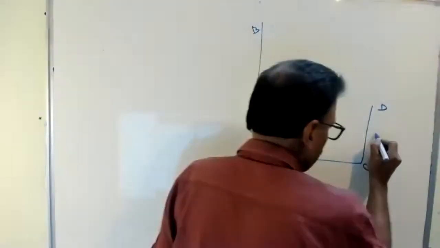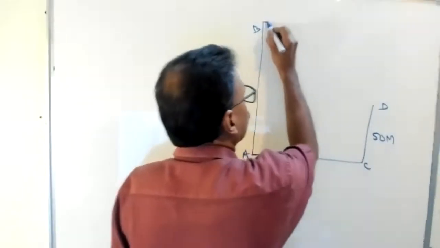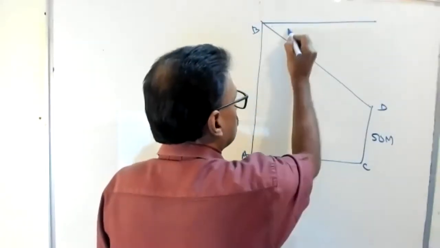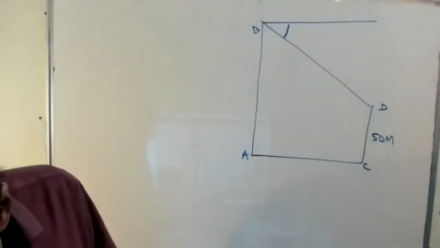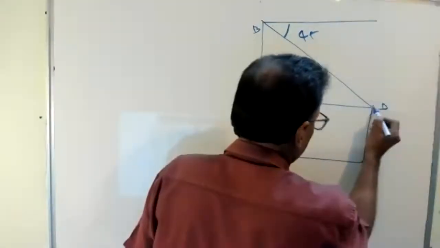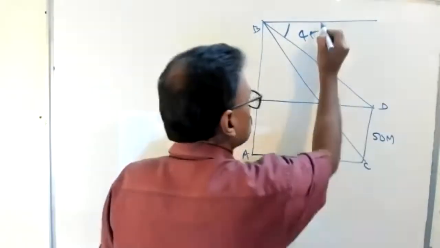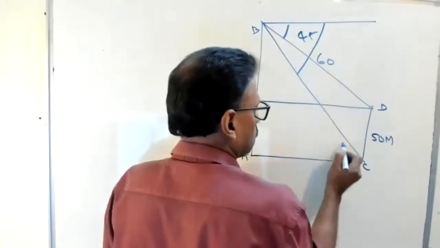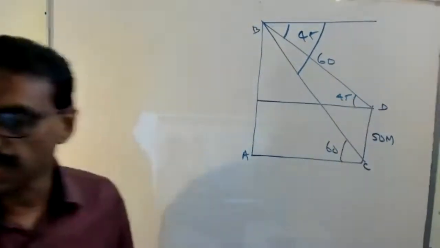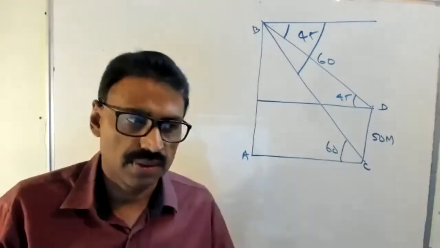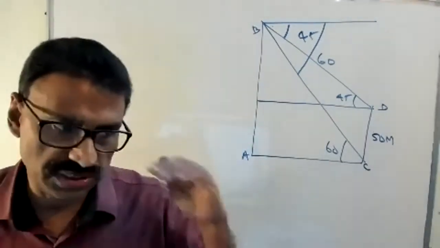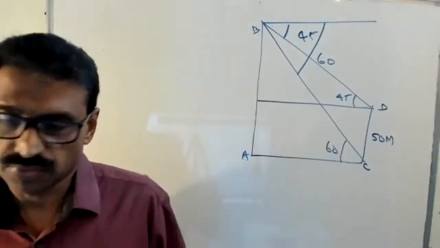Here, this is 50 meter. From here, first the top: this angle is 45 degree. Then the next, 60 degree. So this is 60, this is 45. It's just like you're sitting near the window, looking at the opposite building, first the 5th floor, then the ground floor, like that.